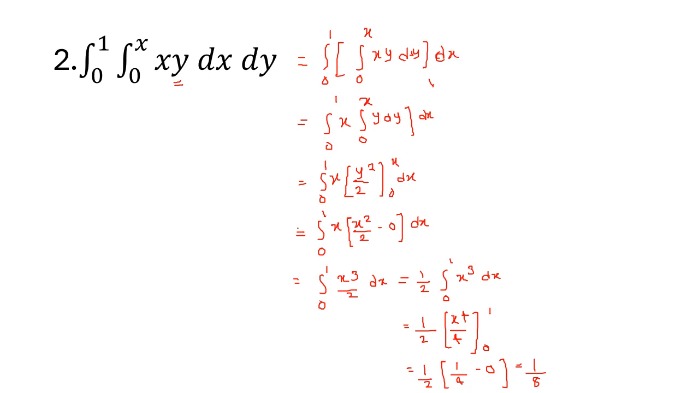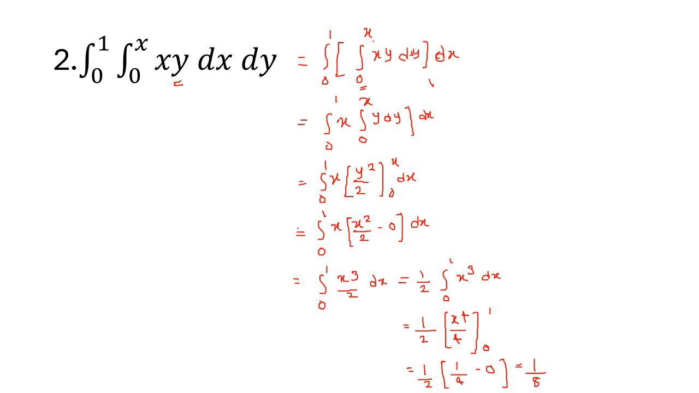Recall one thing: if the limit is in terms of x, then we take the integration with respect to y first. So here integration 0 to 1, integration 0 to x, xy, dy and then dx. In this particular integration, x is treated as constant. So integration 0 to x of y dy then dx. So integration 0 to 1, x as it is. What is the integration of y? y square upon 2, 0 to x. That is upper limit minus lower limit, dx. So x cube upon 2 dx.